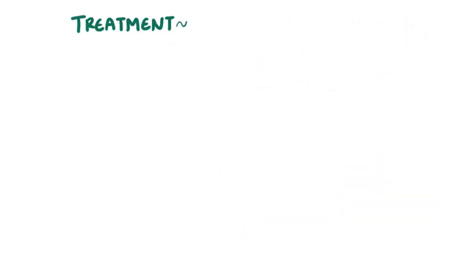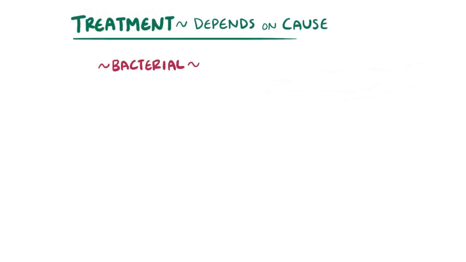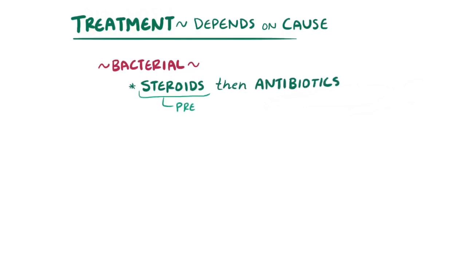The treatment of meningitis depends on the underlying cause. For bacterial meningitis, it's common to administer steroids and then antibiotics to prevent massive injury to the leptomeninges from the inflammation caused as the antibiotics destroy the bacteria.